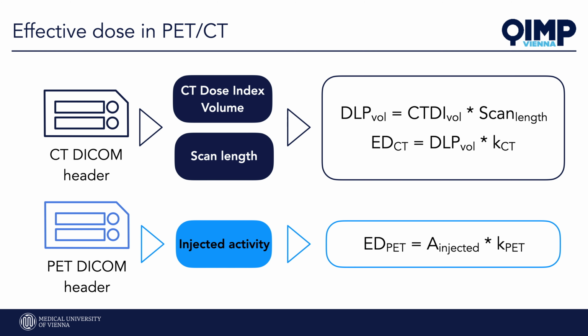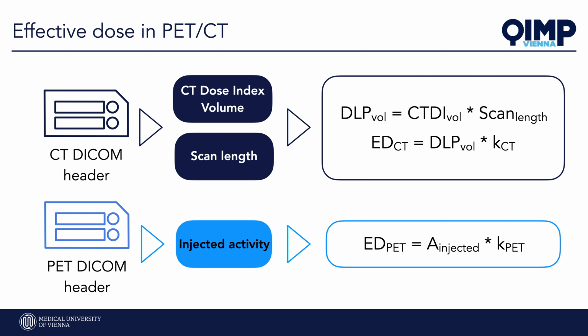So let's assume that we acquired a PET-CT image of a patient and we would like to calculate the effective dose for the whole scan. How can we do this? Looking at the DICOM header information for the CT, we can derive the CT dose index volume values as well as the scan length. Multiplying these two values, we come up with the dose length product for the volume, and multiplying this with the conversion factor for the CT, we can calculate the effective dose for the CT examination.